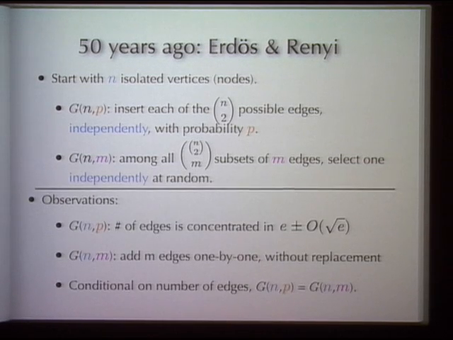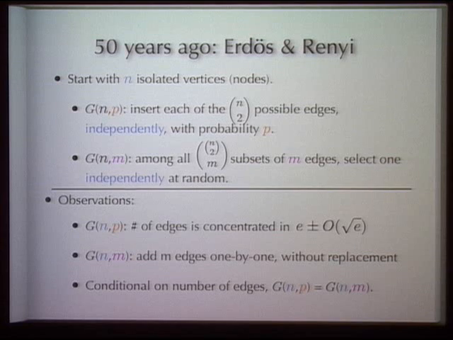A few observations. These two models are actually quite close. The reason is that if you look at GNP, the number of edges is just a binomial random variable, so it's concentrated around its expectation. Another thing is you can think of GNM as being built by adding edges one by one, but as we add edges, we make sure that we have no replacement. And finally, it is not hard to see that if in GNP one conditions on the number of edges, the graph that one gets is uniformly random, so it's equivalent to GNM.